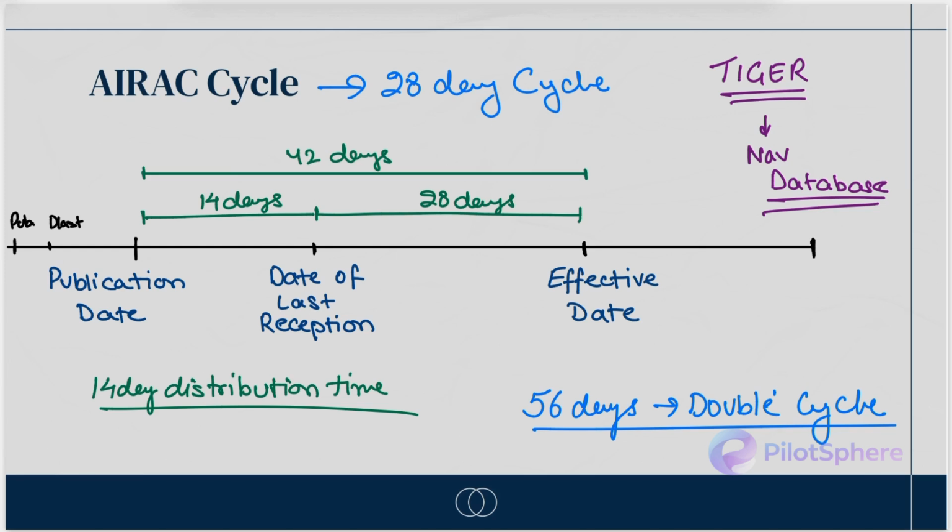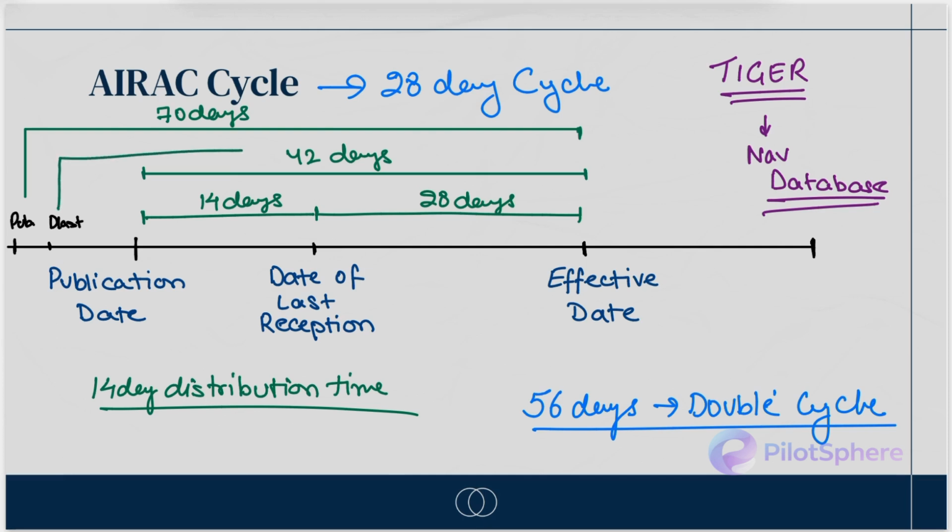Another 14-day period would exist between them. But from this publication date to the effective date, you are looking at 70 days. And from the date of last reception, I guess you just cross through like this, you would have 56 days for your major information.